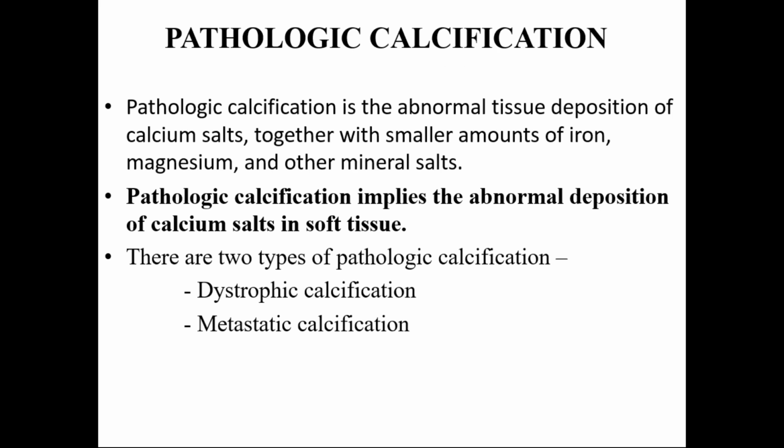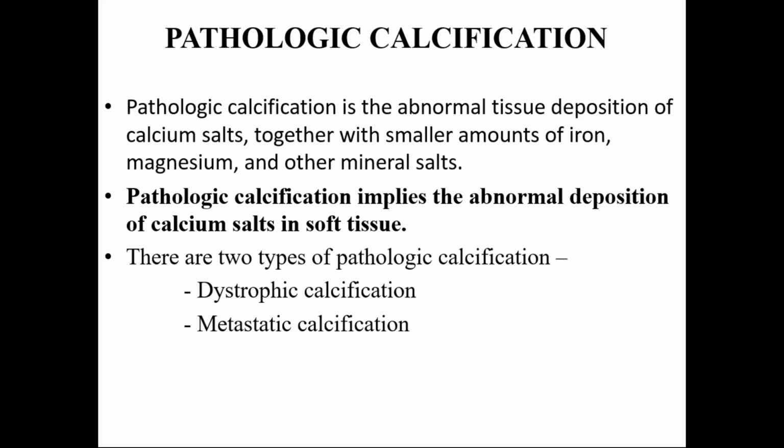Then coming to calcification. So what is pathologic calcification? Pathologic calcification is the abnormal tissue deposition of calcium salts together with smaller amounts of iron, magnesium, and other mineral salts. So pathologic calcification implies the abnormal deposition of calcium salts in the soft tissue. There are two major types of pathologic calcification: one is dystrophic calcification and the other one is metastatic calcification.